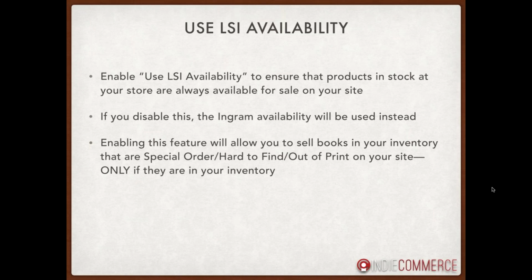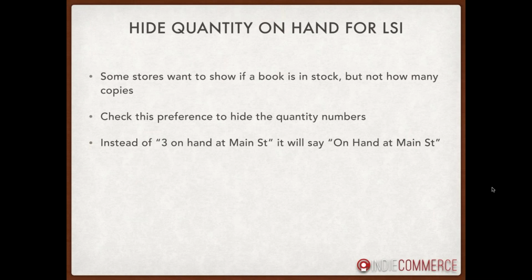The use LSI availability preference just will make the site look at whether the book is in LSI rather than what the book status is otherwise. So enabling this feature will allow you to sell books in your inventory that are like special order, hard to find, or even out of print, but only if they're in your inventory.